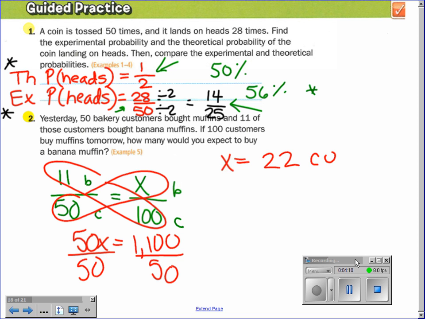Customers. And if you wanted to be even more specific, that would be fine. Customers would be fine. Customers who bought what? What I was going to say is that 22 customers bought banana muffins. I would be more specific and say that's either how many banana muffins or that's how many customers bought banana muffins.